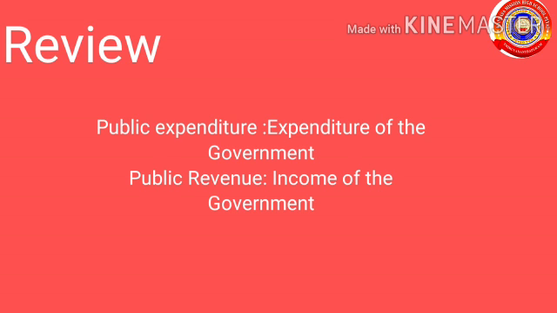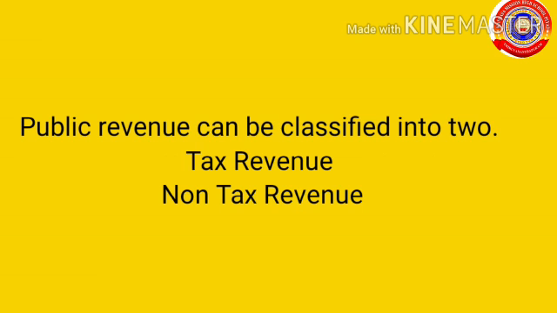Let's recall about today's topic. Expenditure of the government is called public expenditure and income of the government is called public revenue. And also, public expenditure can be classified into two: developmental expenditure and non-developmental expenditure. And public revenue can be classified into two: tax revenue and non-tax revenue.